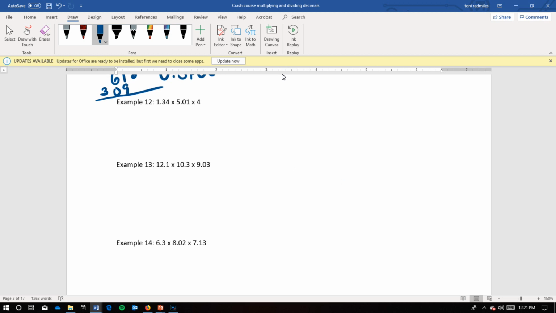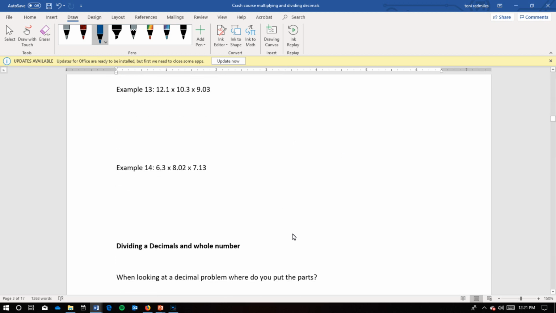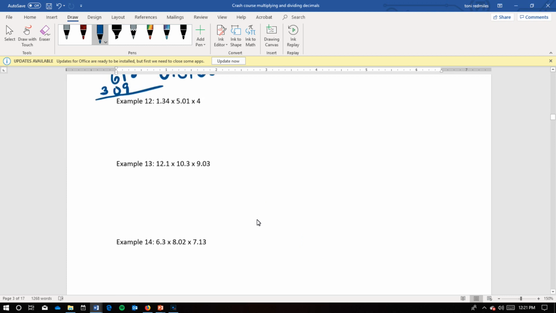Now we have 3 to do. And actually, I think I'm going to stop at 14 because it's a good stopping spot. But when we have 3 numbers to multiply together, you want to do the first 2 first. All right, so let's just do 501 multiplied by 134.